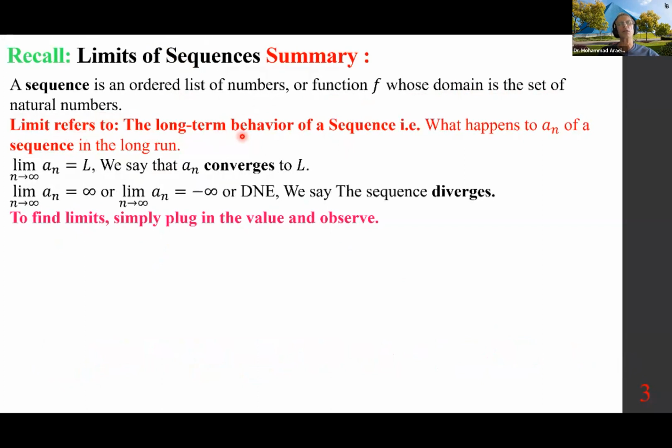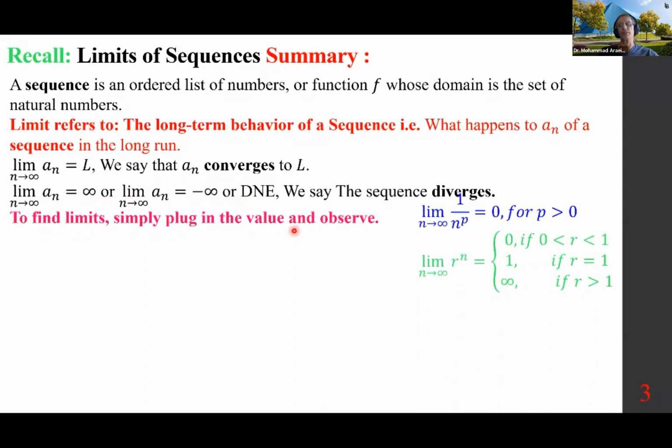Limit refers to the long-term behavior of a sequence, i.e. what happens to a sub n of a sequence in the long run. The limit of a sub n as n approaches infinity is L. We say that a sub n converges to L. If this limit is either infinity, negative infinity, or DNE, does not exist, then we say it diverges. And in short, we just plug in and we observe.